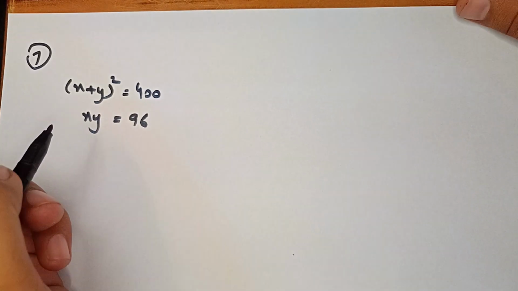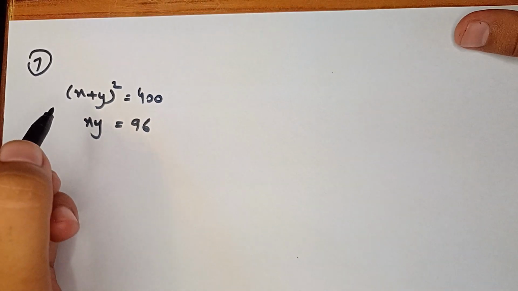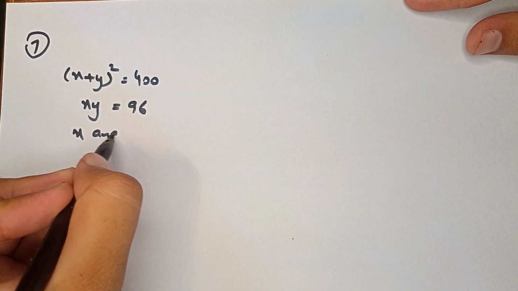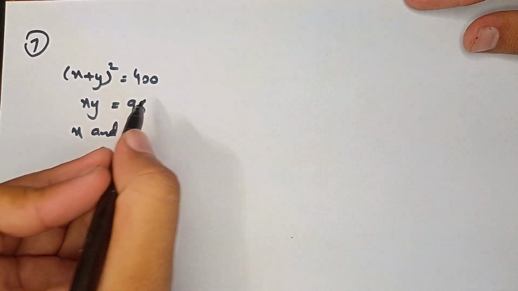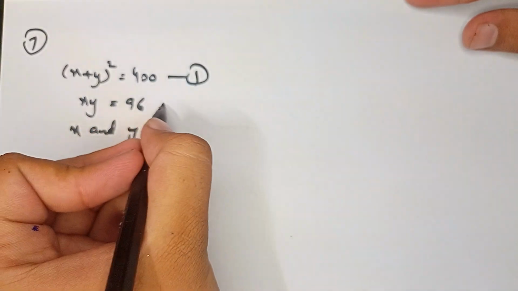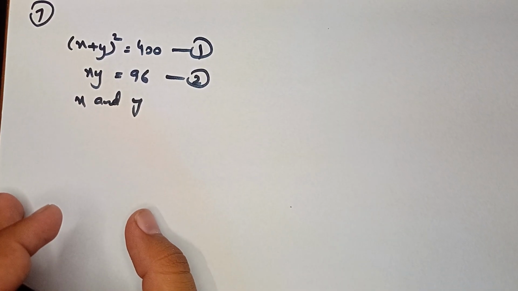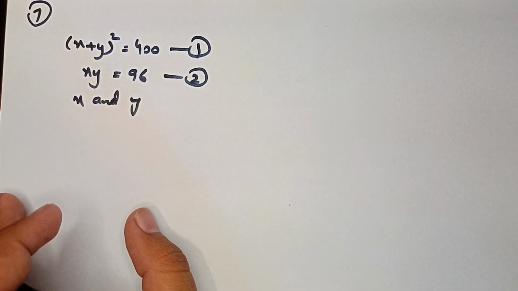This type of question is one in which we have to find the values of x and y from these two equations. This is equation 1 and this is equation 2. So what method should be determined, and how is it possible to answer this question?